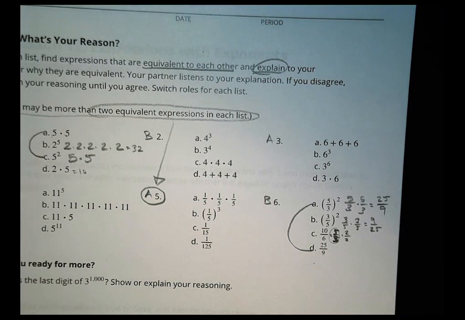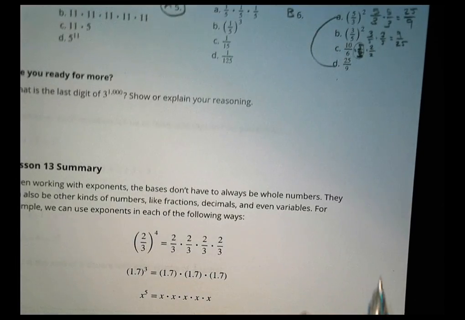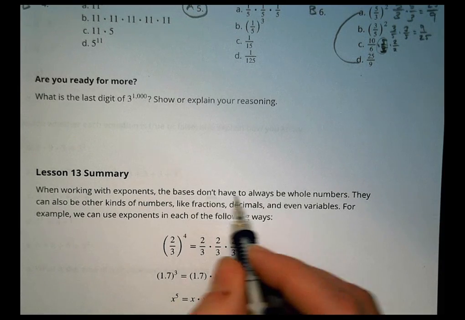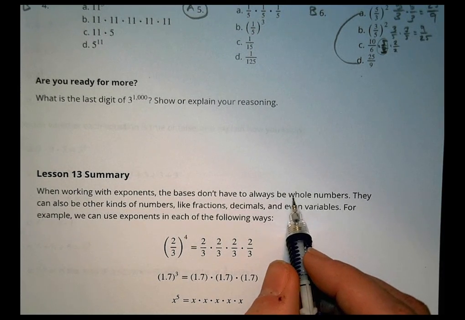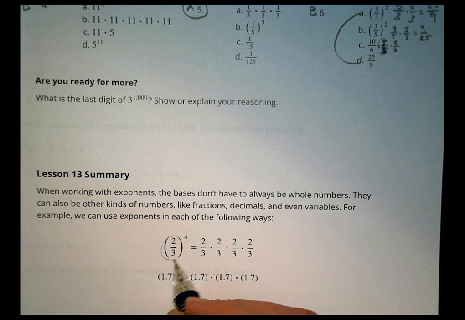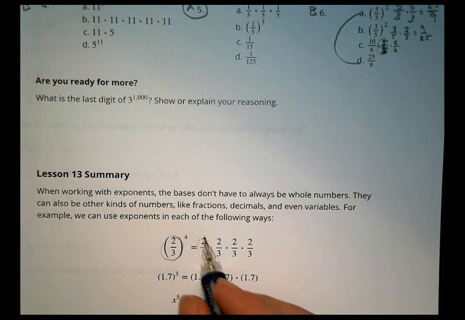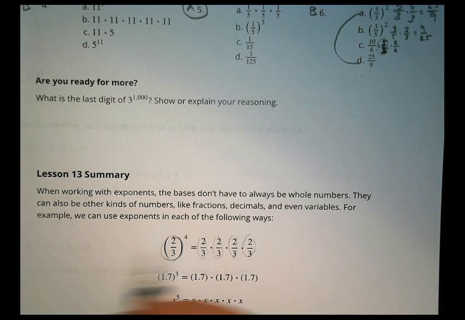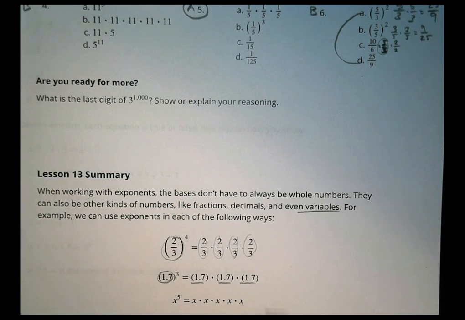All right. In summary, when working with exponents, the bases don't always have to be whole numbers. We can have a base that is a fraction, like 2/3, and then we just repeat the 2/3 times 2/3 times 2/3 times 2/3. That's fine. The bases can also be decimals, like 1.7, and you just repeat that again and again. Your bases can be decimals, fractions, they can even be variables like x. That's okay, and it still means the same thing. x to the 5th means I multiply x times itself 5 times.